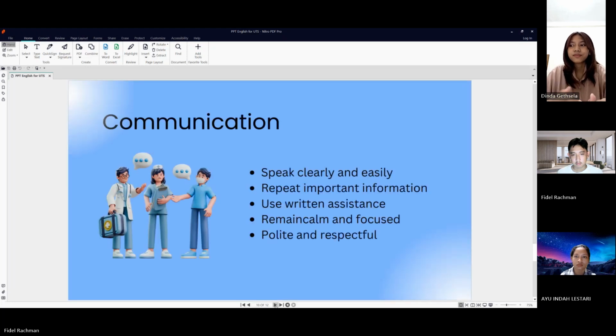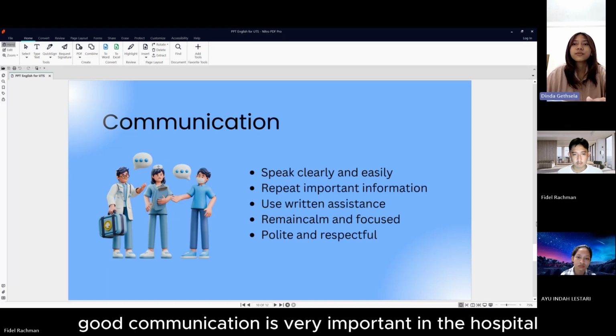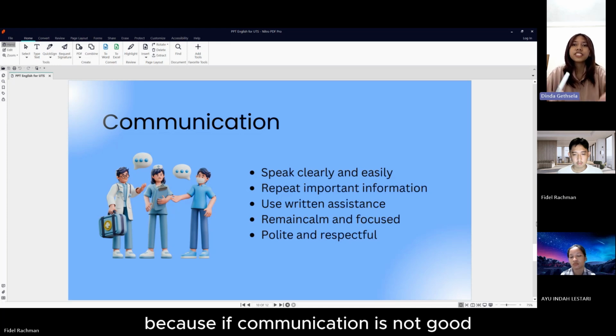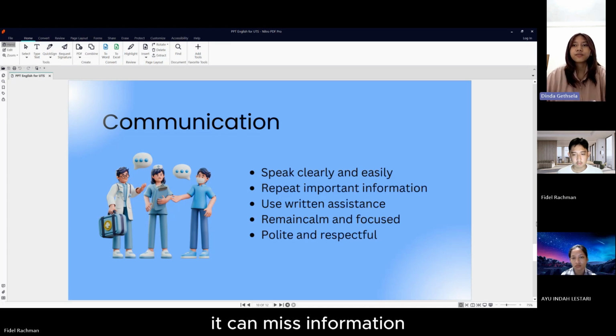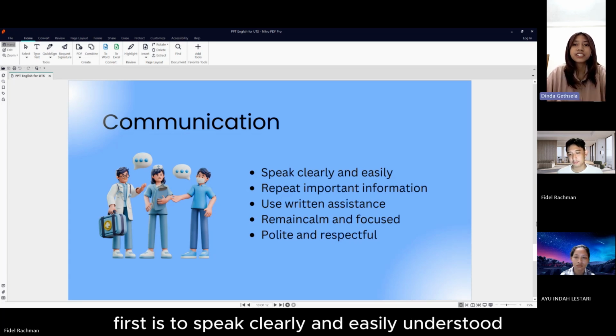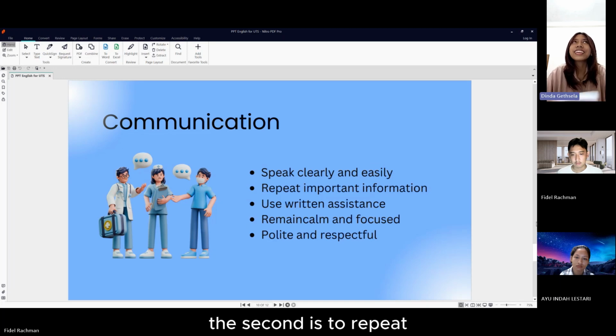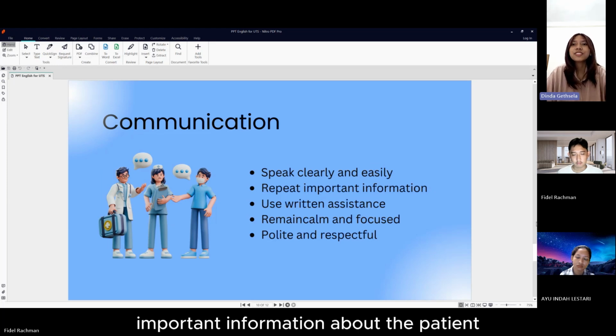Next slide. Next, there is communication. Good communication is very important in the hospital because if communication is not good, it can miss information. Tips for good communication in the hospital: first is to speak clearly and easily understood, using short sentences and simple medical words. The second is to repeat important information, such as the ICU team repeating important information about the patient to ensure there is no misunderstanding.